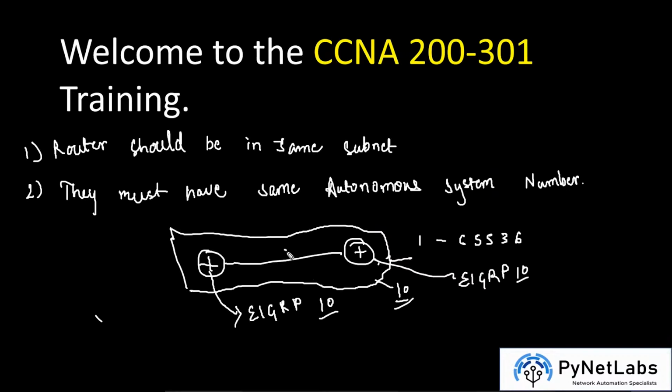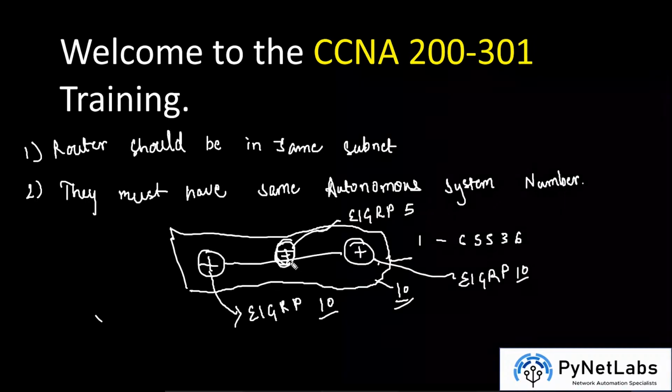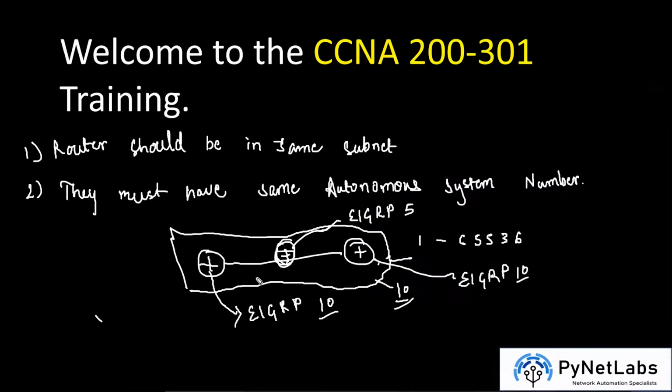So let's say you connected one more router here, but you configured it with another EIGRP, let's say 5. It won't be possible to make communication between them. Since it's a part of EIGRP 5, it cannot communicate with these routers. Is it clear now? They have to be in the same autonomous system, and for that you select the number and configure all the devices with that number only.